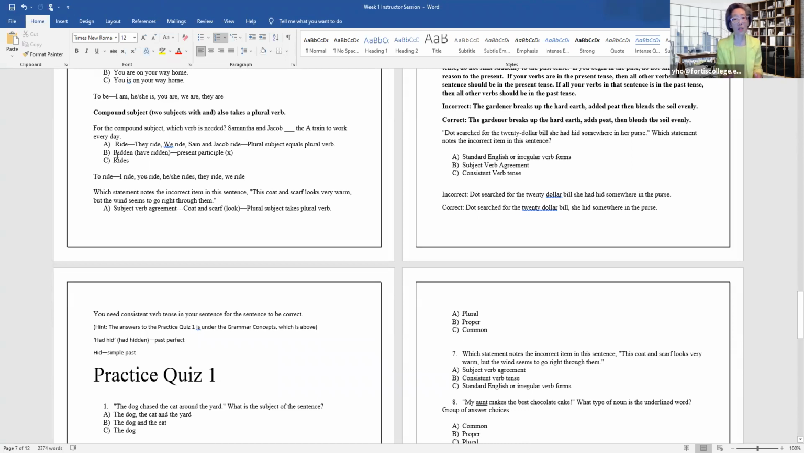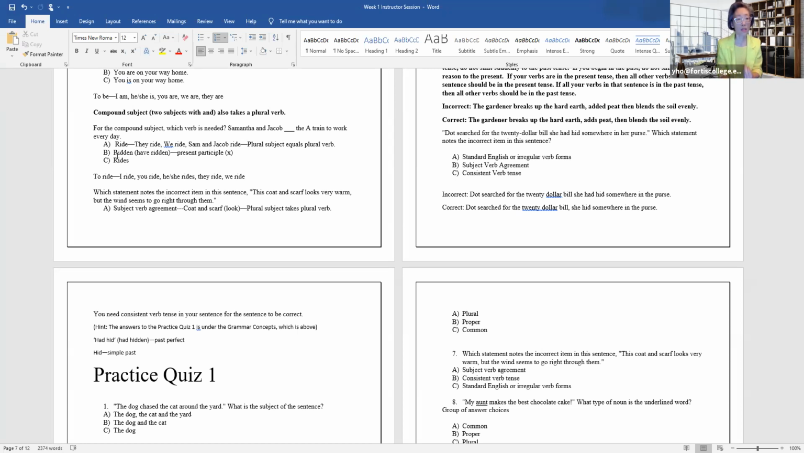Compound subject. A compound subject means you have two subjects in a sentence. John and Robert, Yvonne and Jane. So that's a compound subject. So that's a plural subject. So when you have more than one subject with subject-verb agreement, it takes a plural verb.